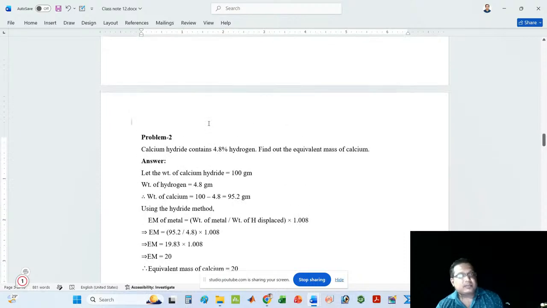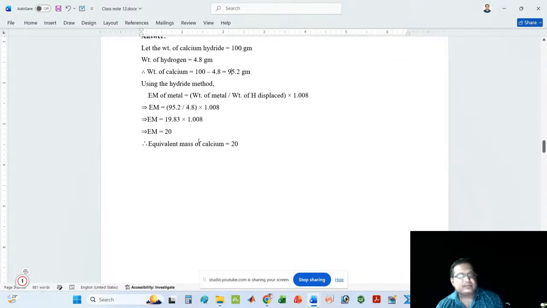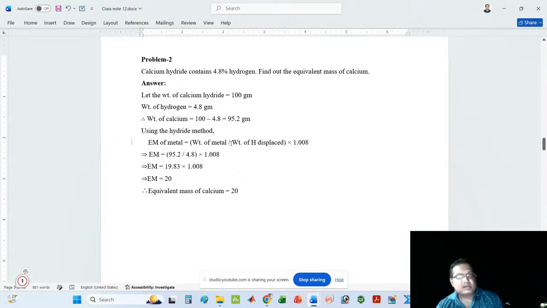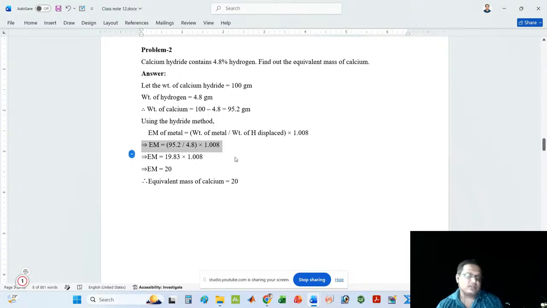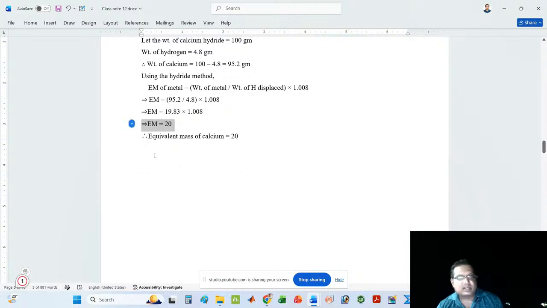Again, apply the formula for the hydride method. Here we can write equivalent mass of metal is equal to weight of metal divided by weight of hydrogen displaced into 1.008. Put the value of weight of metal and weight of hydrogen. Here I can write that equivalent mass is equal to 95.2 divided by 4.8 whole into 1.008. After solving, you can find that equivalent mass is equal to 20. So here I can say that equivalent mass of calcium is equal to 20.